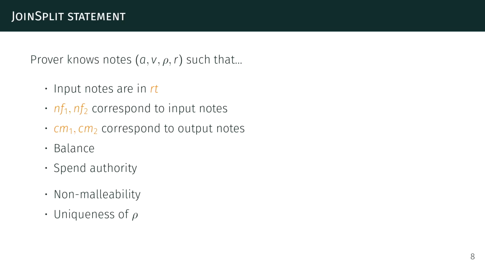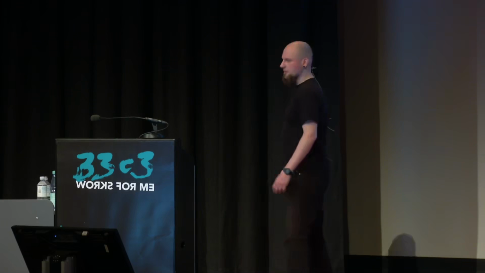And these should satisfy the statement that the input notes appear somewhere in our Merkle tree of existing notes. The nullifiers correspond to the inputs, the commitments correspond to the outputs, the values balance, and we also have spend authority for the inputs. And then non-malleability and uniqueness of rho are more technical. Non-malleability means that this proof is uniquely tied to this particular joint split, and uniqueness of rho is similar for the pseudo-random number that has to be actually pseudo-random.